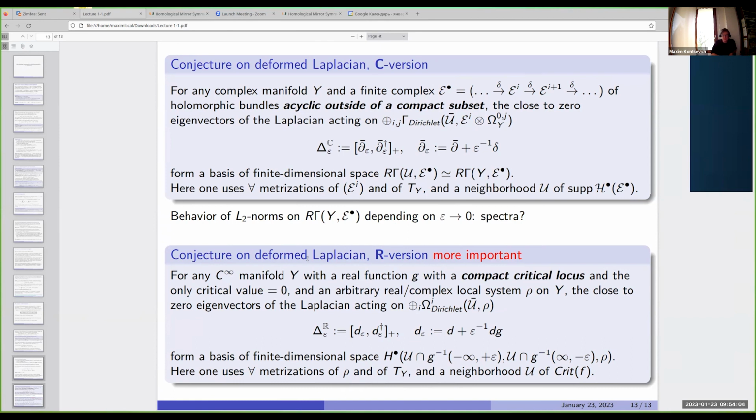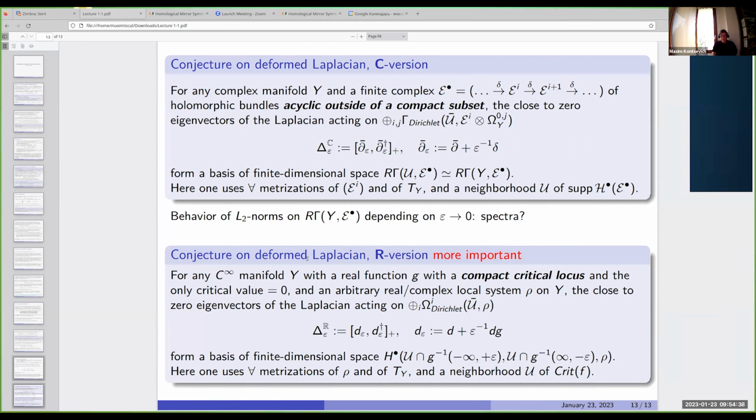And that's the following. Now we start with a real manifold, with a Riemannian metric, and with a real function which has a compact critical locus. Again, we can assume that the only critical value is 0, and maybe the locus is connected. Also, I can add some piece of data which wasn't really used here, a local system on my manifold, which could be a non-unitary one. So the conjecture is the following one.